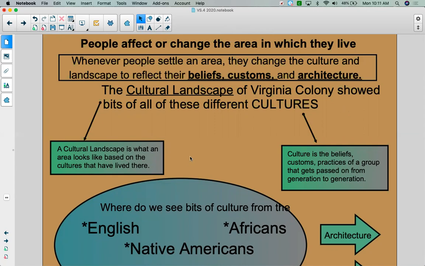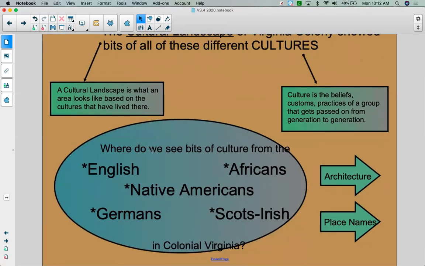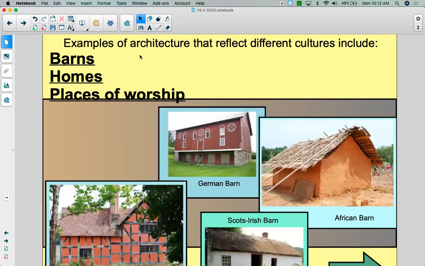So a cultural landscape, boys and girls, is what an area looks like based on the cultures that have lived there. The culture is the beliefs, customs, and practices of a group that gets passed on from generation to generation. So where do you see bits of culture from the English, Africans, Native Americans, Germans, and Scots-Irish in colonial Virginia? So let's look. Examples of architecture that reflect different cultures are barns, homes, and places of worship.